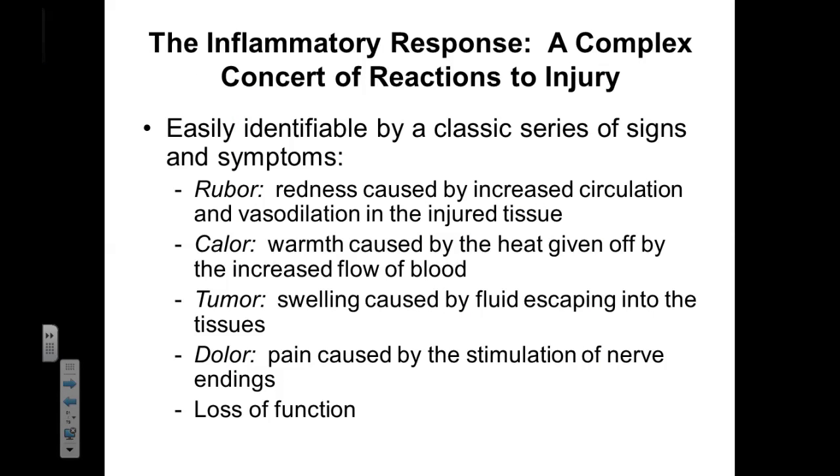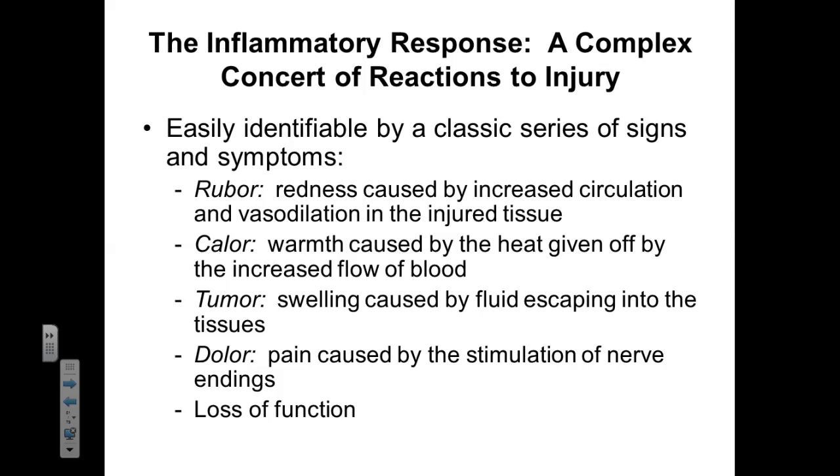During the inflammatory response, we're going to have a very complex series of reactions occurring in concert with each other. We're going to have a very classic series of symptoms associated with inflammation, one of which is rubor. Rubor is a fancy term that indicates that there's redness, and that redness occurs from increased circulation and vasodilation of the injured tissues. As there's increased circulation, there will be more heat delivered to the tissue from the body's core, which I was going to call calor, and that inflamed tissue will be warm in addition to red.